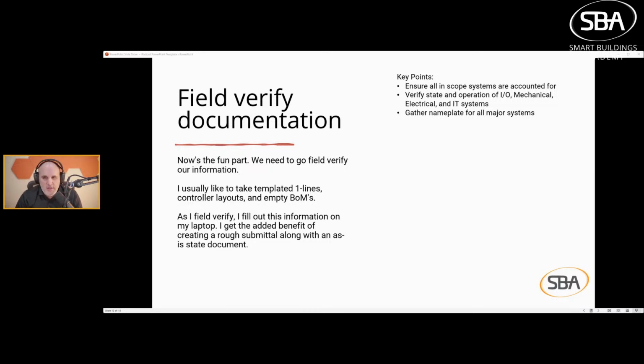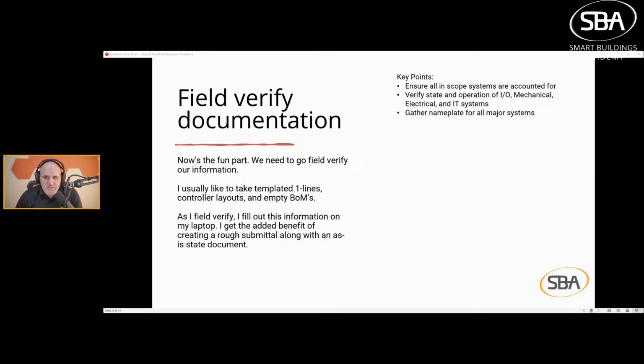What you're doing here is you're killing 2 birds with one stone. You're creating a list of parts and pieces that are out in the field. As you're field verifying, you're filling this out and you're creating basically a rough submittal along with your as-is state document. This is going to be something that you can real quickly turn into a 2B state document. It's going to save you a lot of time. It's going to give you a really good site picture of what's going on at that site.